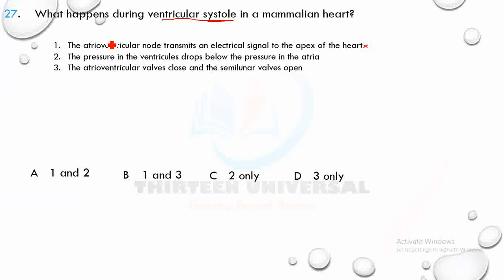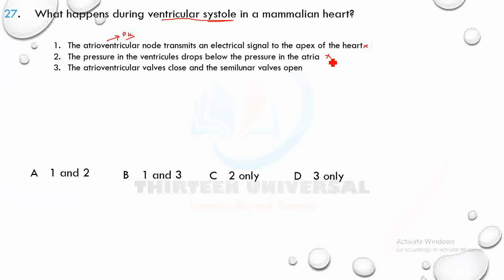Okay? So the atrioventricular node delays signals, but later passes them to the Purkinje tissue. Purkinje tissue will now carry it to the apex of the heart. Purkinje tissue is not the atrioventricular node. Now 2 says the pressure in the ventricle drops below the pressure in the atria. Now during ventricular systole, the pressure in the ventricle increases, it doesn't drop.